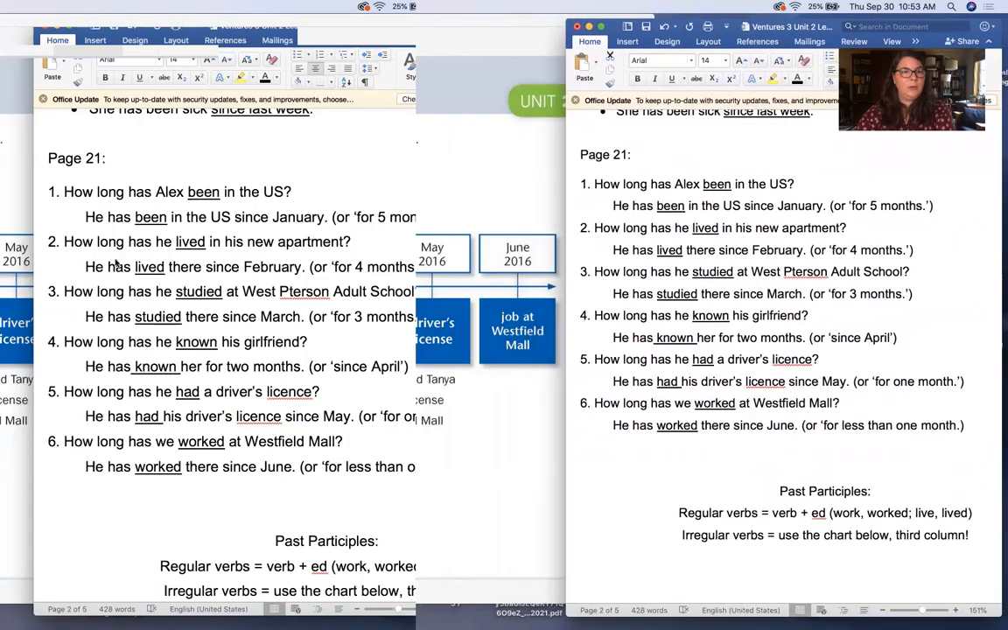Great. So right here, he came to the US, right? So how long has Alex been in the US? He has been in the US since January or for 5 months, if right now is June 2016, okay? Number 2, live in his new apartment. How do you ask this question? You know he got a new apartment. What's the question? How long has he lived in his new apartment? He has lived there since February or for 4 months.